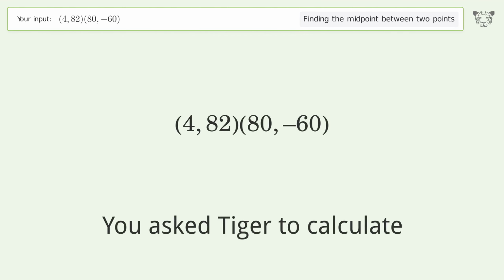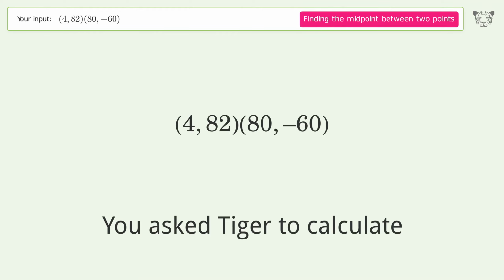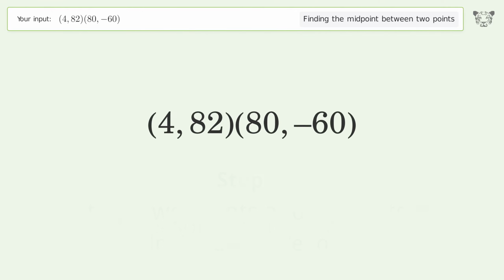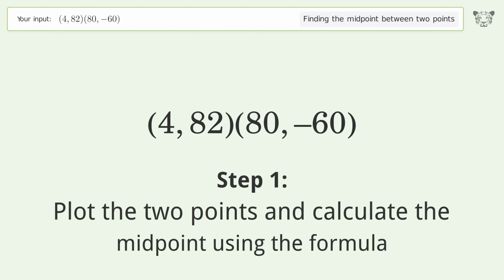You ask Tiger to calculate. This deals with finding the midpoint between 2 points. The midpoint between the 2 points is 42,11. Let's solve it step by step. Plot the 2 points and calculate the midpoint using the formula.